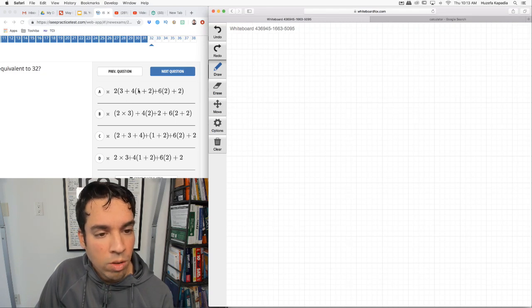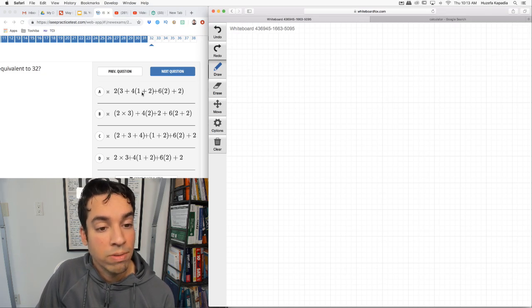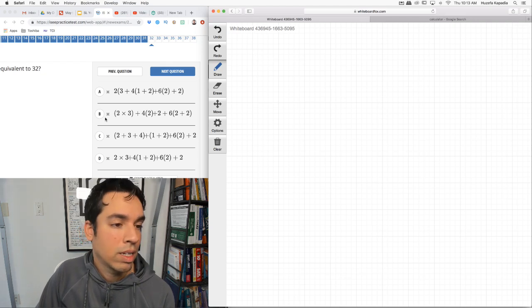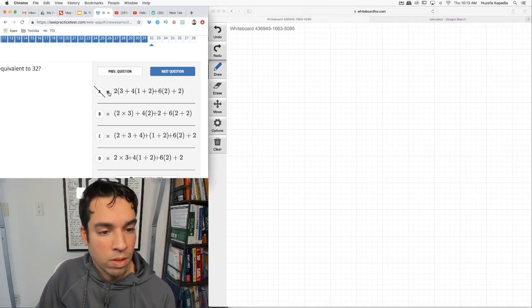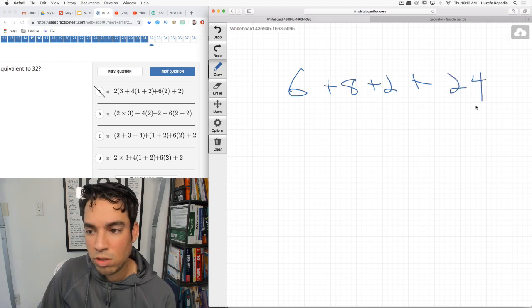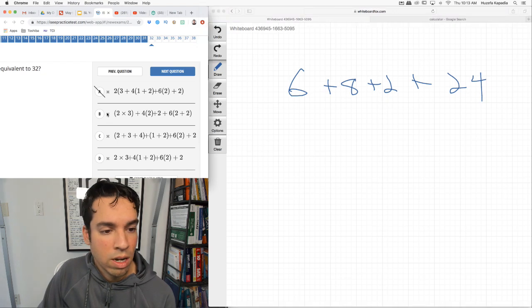So we're going in the inside parentheses first. 1 plus 2 is 3. And this is 4 times, okay, then we do 3 plus 4 times 3 is 12. So 3 plus 12 is 15. Plus 12 again is 27. Plus 2 is 29. 2 times 58, too big. That's out. Okay, this is 6 plus, actually, I will write it out. 6 plus 8 plus 2 plus 2 plus 2 is 4 times 6 is 24. This looks too big as well. 14, 16, 40. That's out.